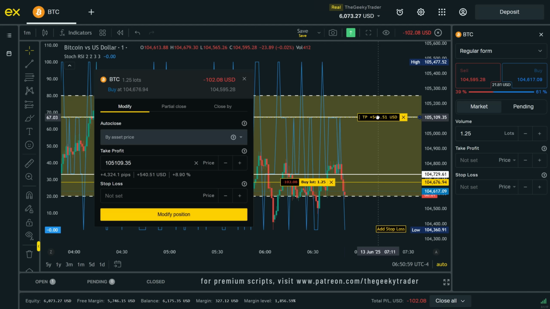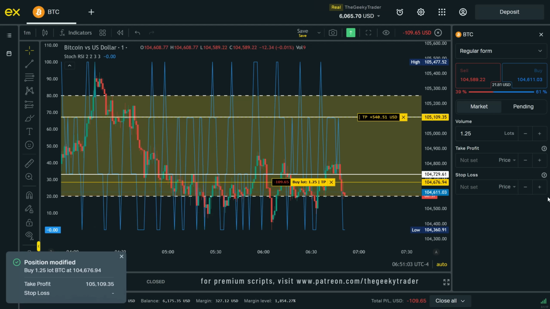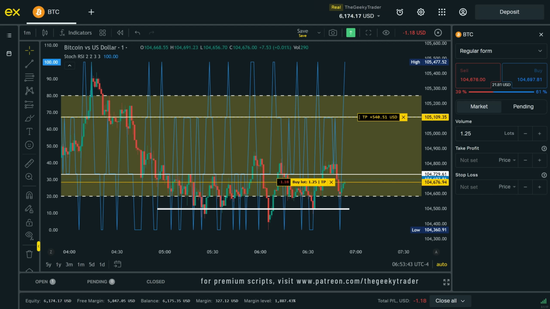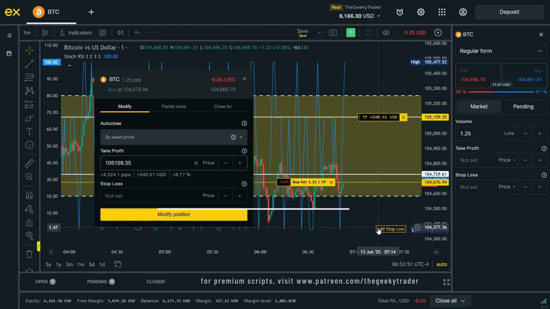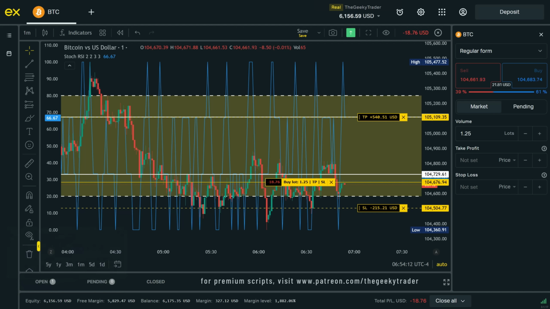So I set my target right at that level, and this trade gave me a nice clean $540 profit. Let's talk about stop loss. If you look at this lower area on the chart, you'll see that the price bounced multiple times at the same level, forming a strong support zone. That's exactly where I placed my stop loss, just below that support. It's logical, it's safe, and it gives the trade some breathing space while still managing risk.